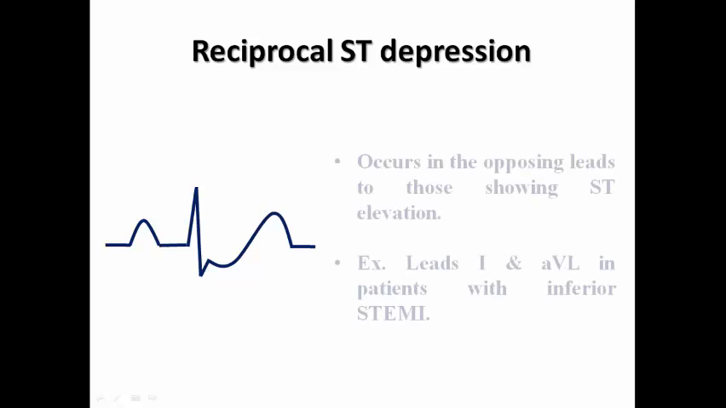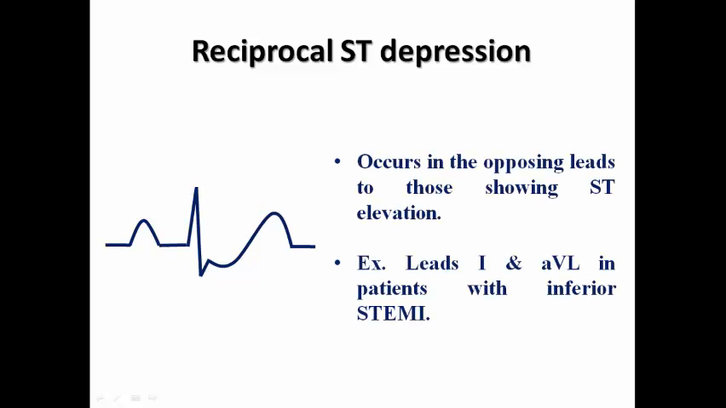And of course we know that there is something called reciprocal ST depression, which is something like a mirror image for the ST elevation. It occurs in the opposing lead to those showing ST elevation. So for example, the same patient who had inferior STEMI and ST elevation in 2, 3 and aVF will have reciprocal ST depression in leads 1 and aVL, which are the high lateral leads, because this is like the high mirror image for these inferior leads or the opposing area. So this is called reciprocal ST depression.